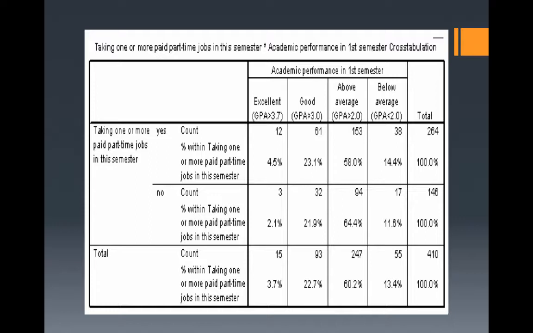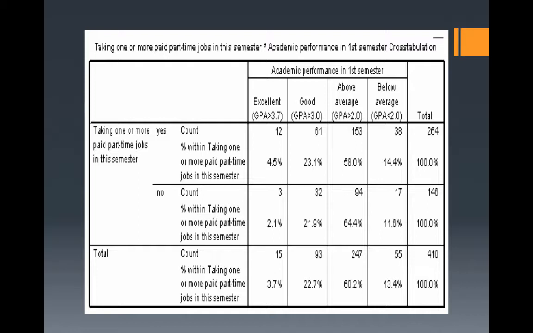Bottom line is that you look at the numbers. There's a word here called count. For yes, excellent was 12, good is 61, above average is 153, and below average is 38. For no, with no job, you had 3 that were excellent, 32 were good, 94 were above average, and 17 that were below average. You'll see total counts at the bottom and the right-hand side.